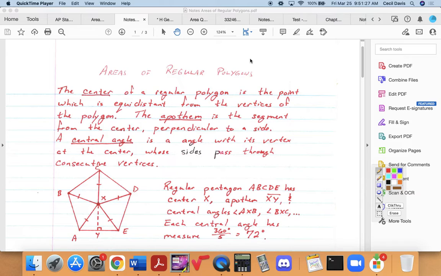So areas of regular polygons is what we're talking about today. Remember that a regular polygon is one that is both equiangular, meaning all the angles are the same, and equilateral, meaning all the sides are the same. So some new terms for you.